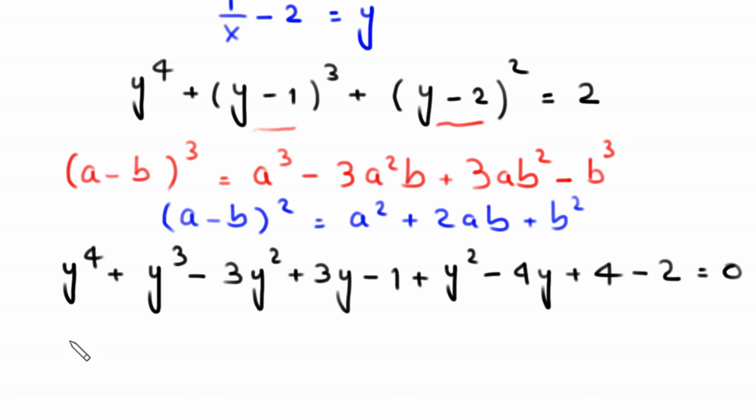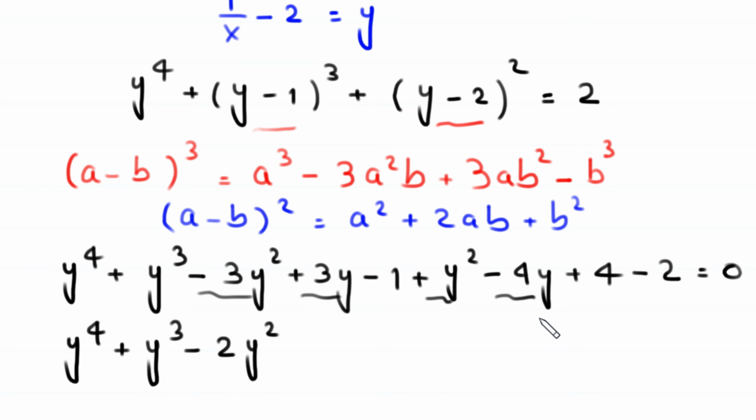Further simplify, this will become y to the power 4 plus y cubed. This negative 3y squared plus y squared will become negative 2y squared, and the 3y minus 4y will become negative y. Negative 1 plus 4 minus 2, that is 1, equal to 0.